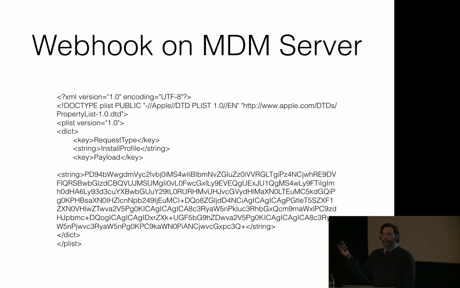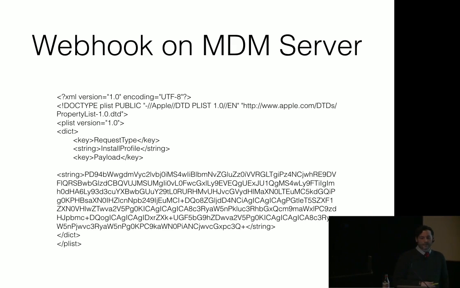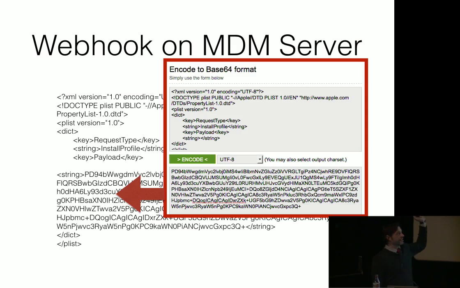Has anyone written a webhook? Bryson? So the device would see something like this waiting for it on the server. Here we have install profile, and then we have this block of stuff. Does anyone know what that is? It's just some base 64 encoded string.